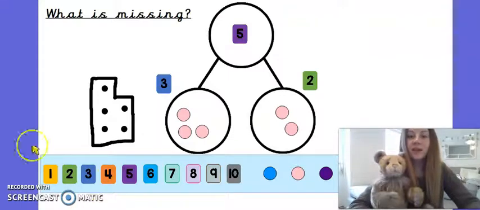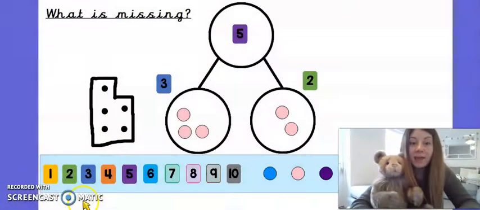Now, your activity today is to go outside, go on a walk, and I want you to collect some natural bits and pieces. So you could collect 5 twigs, 5 stones, 5 leaves, 5 flowers, wildflowers, remember, not people's garden flowers. You could collect 5 natural things from outside, and then I would like you to make a part whole model, just like mine.